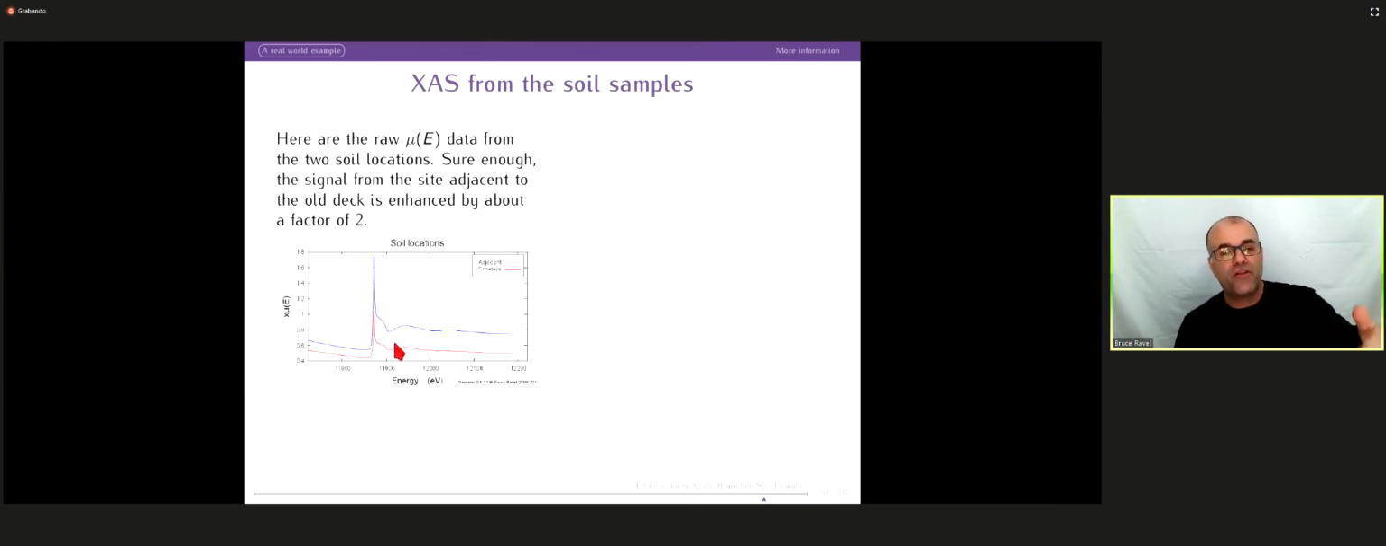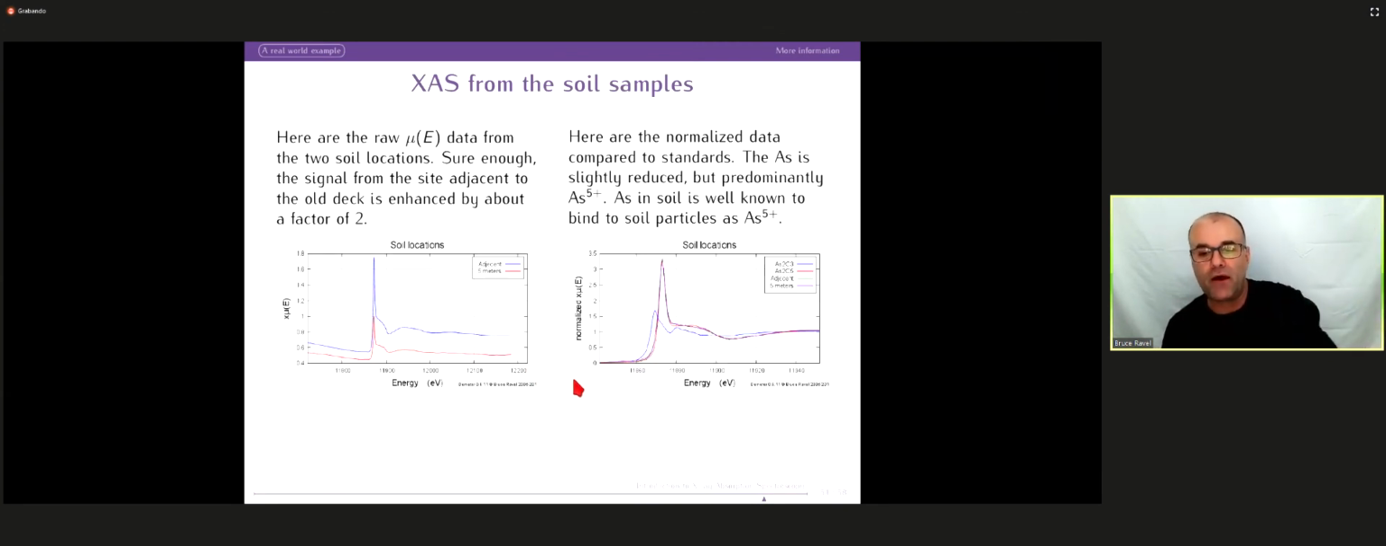Here are the spectra that I measured, and the colors are the same as two slides ago. So the red one is the spectrum that I measured from the soil taken 5 meters away from the old patio. And again, you see that the scale of things is considerably lower than the spectrum from adjacent to the old patio. So there again, there's more arsenic close to the old patio than 5 meters away. The problem is that it's a little bit hard to tell what's going on with the chemistry of the arsenic with the unprocessed data. So if I process the data so that everything has a unit edge step, everything goes from 0 to 1, that lets us take out the problem of concentration and focus on the problem of chemistry.